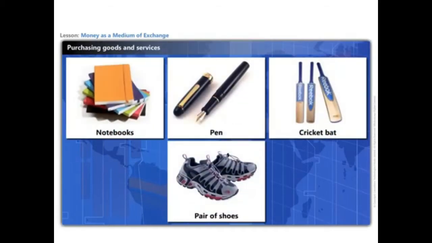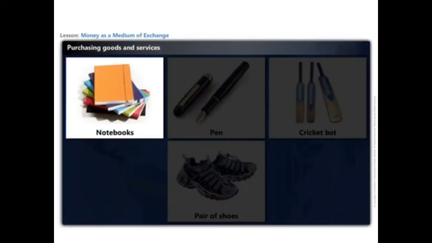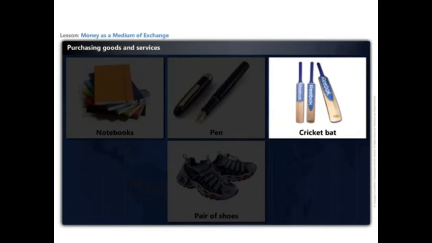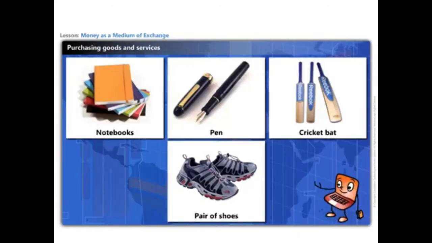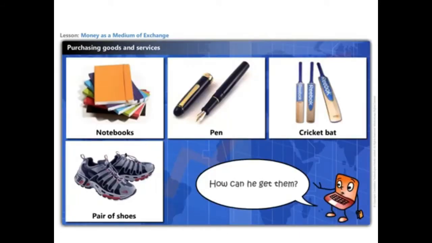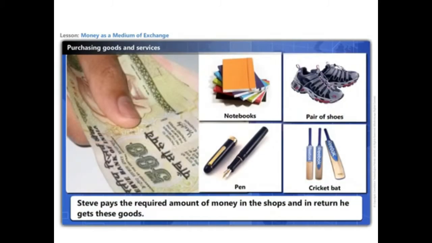Steve needs the following goods: some notebooks, a good pen, a cricket bat, and a pair of shoes. How can he get them? Steve pays the required amount of money in the shop, and in return, he gets these goods.